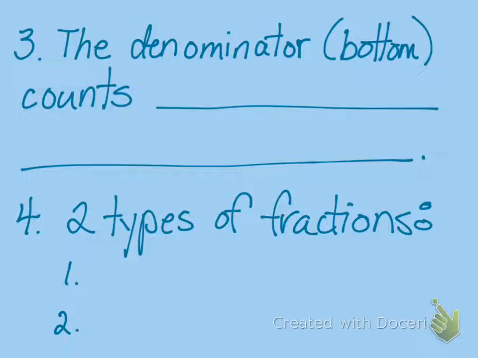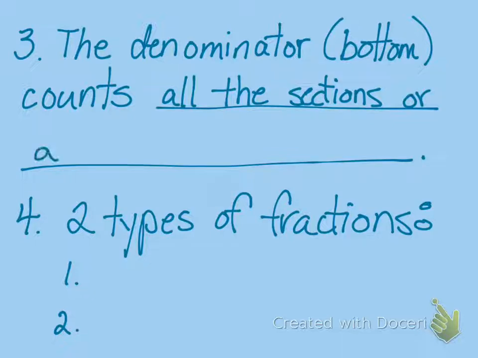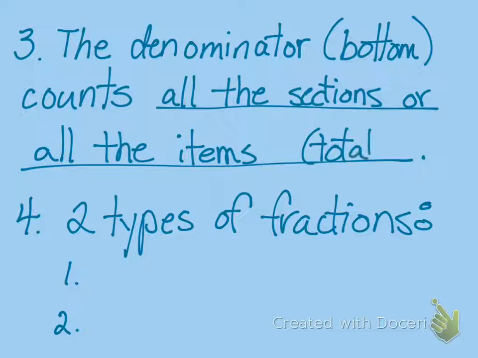Okay, you could have 2 different answers here. The denominator counts all the sections. So when we have one thing divided into sections, it counts all the sections, or if we have a group, it counts all the items in the group. You could have had the word total, like it counts the total number of sections or total number of items. You could have had that as well. So I'd like you to copy that out, unless you have something very similar, then you can leave it. Okay, and then pause until you're ready.